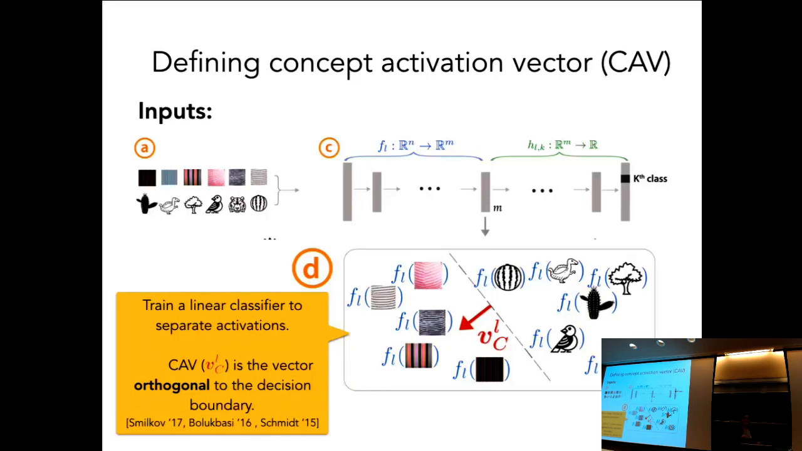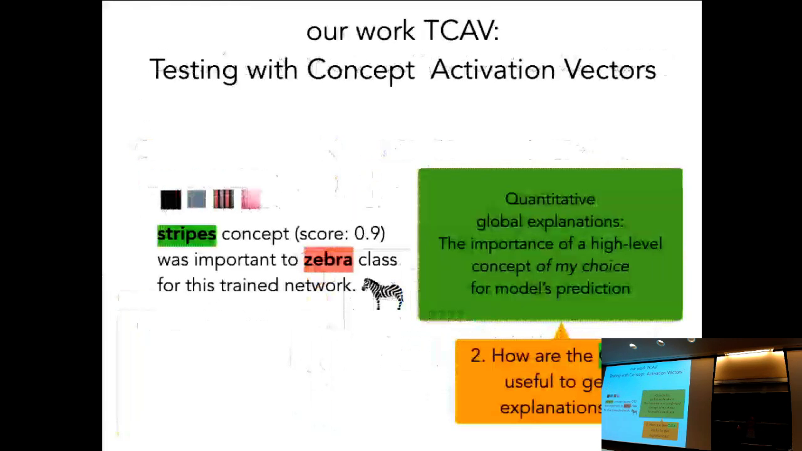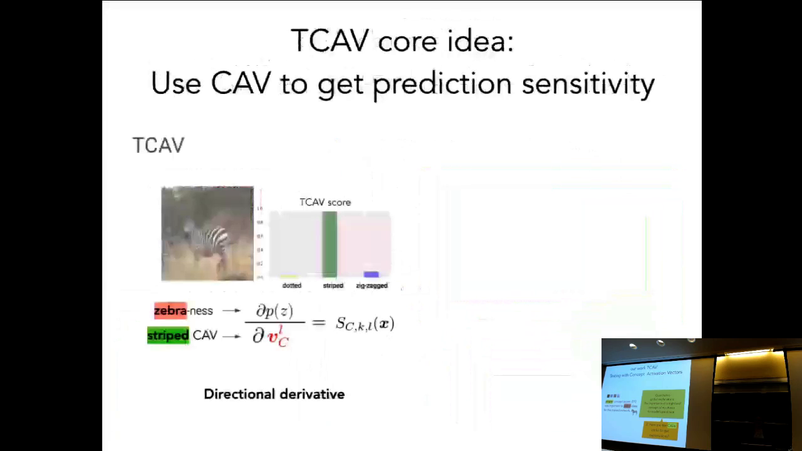That means that the concept is at least linearly separable in one of the layers. So you can do something with it. Questions? All right, so now we have CAV. How are these useful? What can we do with these CAVs?